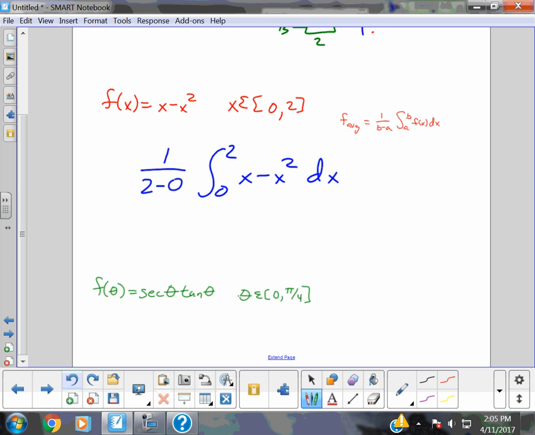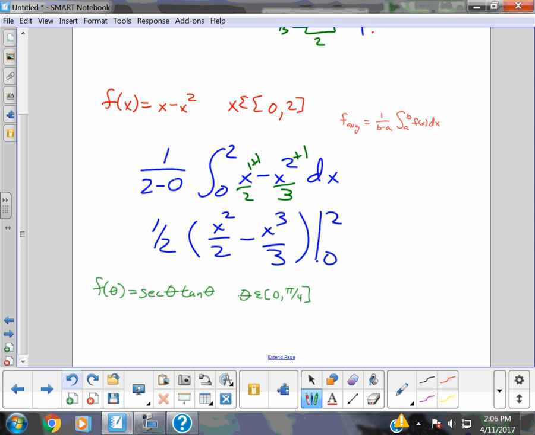So I would just hold the half out. You guys agree it's x squared over 2 minus x cubed over 3. And everybody, again, add 1, divide by the new one, right? Add 1, divide by the new one. That's what's happening here. We're really doing the antiderivative without thought at this point.